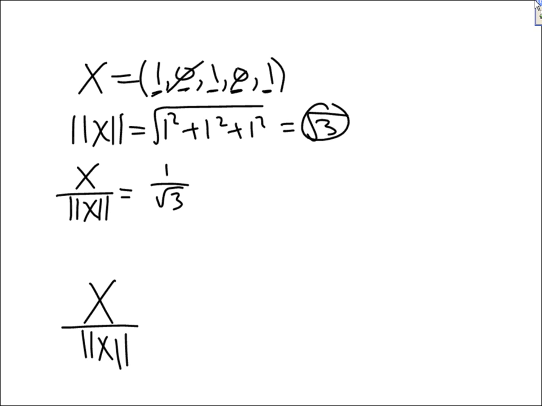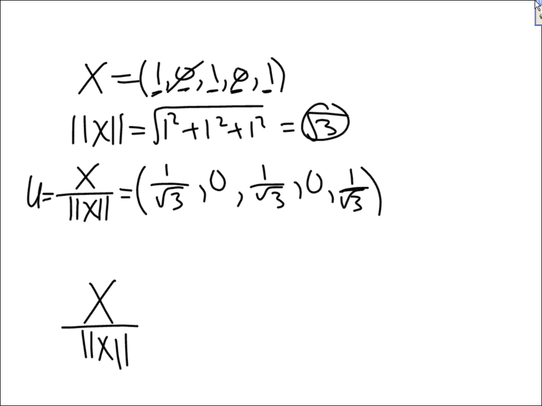1 over square root of 3, 0 over square root of 3 is 0. 1 over the square root of 3, 0 over the square root of 3, and 1 over the square root of 3. And there it is. That's, let's call it u. That vector u is a unit vector, and it's in the same direction as x. Now, let's just see that we're correct. That is a unit vector.